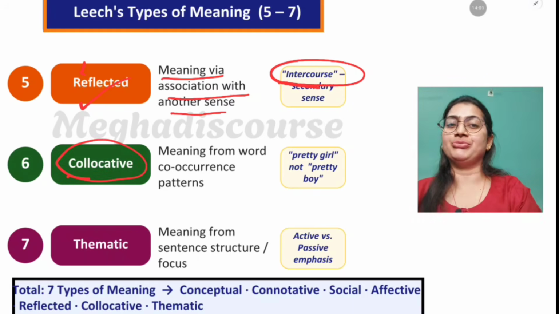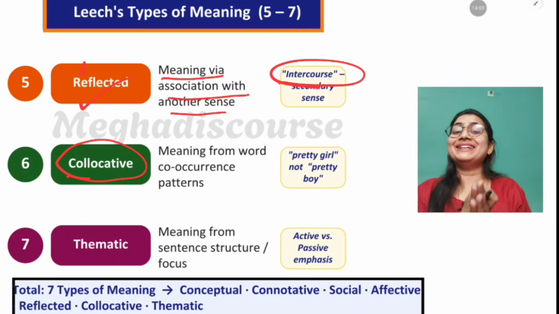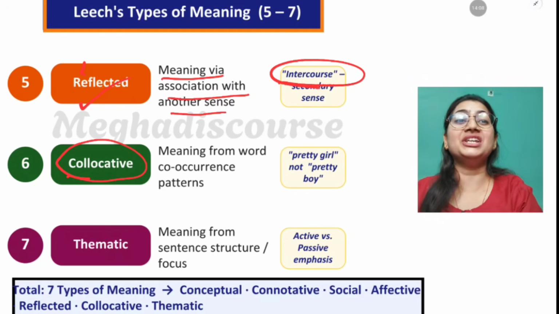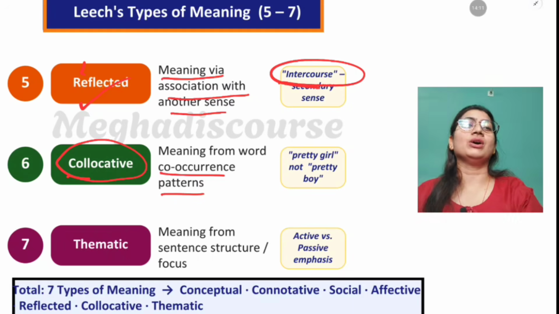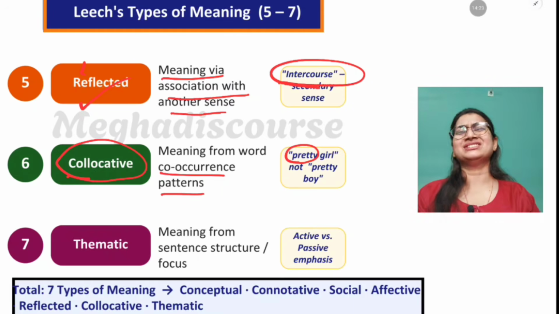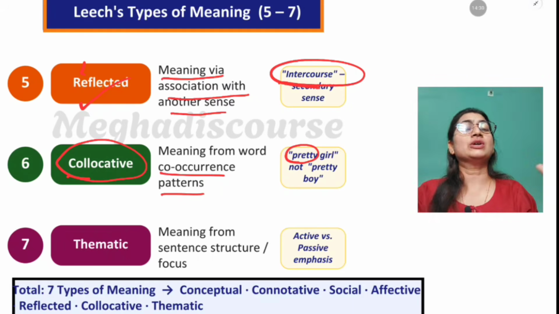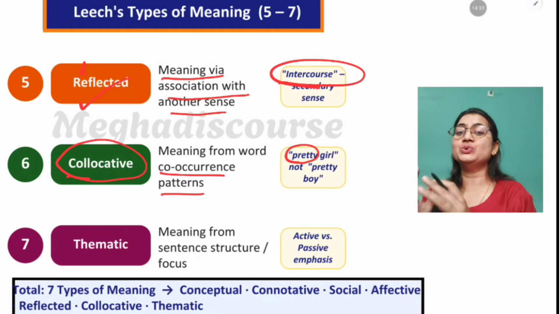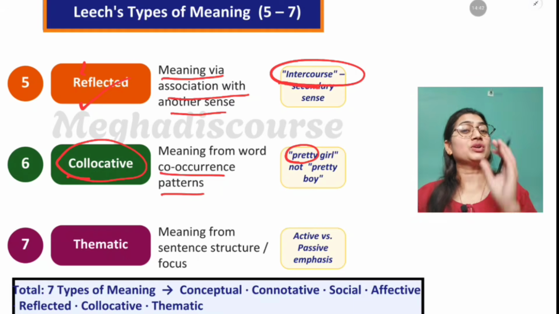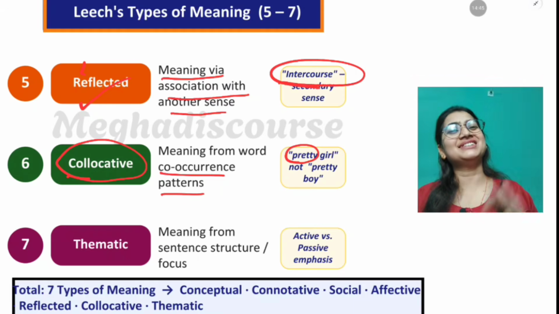Another we have is collocative meaning. That is meaning that comes from which words a word typically appears with, that is, its co-occurrence pattern. Like we have the word "pretty." We can say pretty girl, pretty baby, pretty scenery, pretty painting, but we cannot say pretty boy. For a boy, we say smart boy, handsome boy, but we cannot say handsome girl. So this is collocation. Some words are used in certain contexts. So you can say collocative meaning creates restrictions.